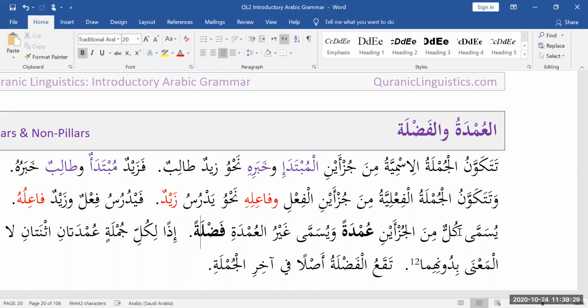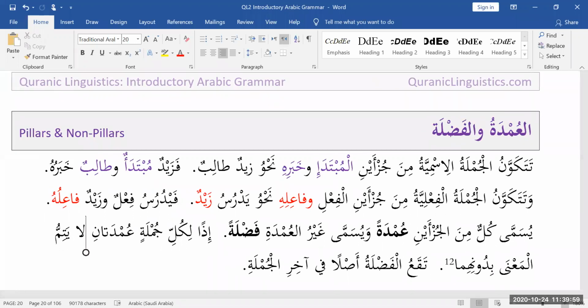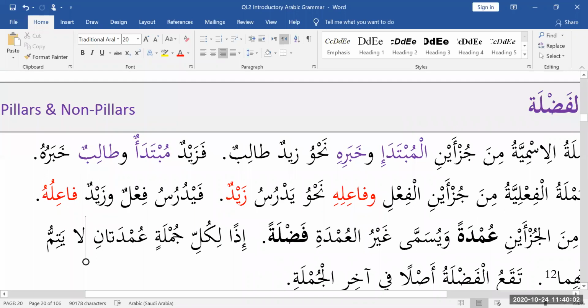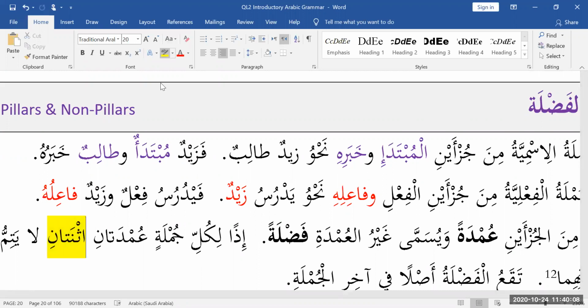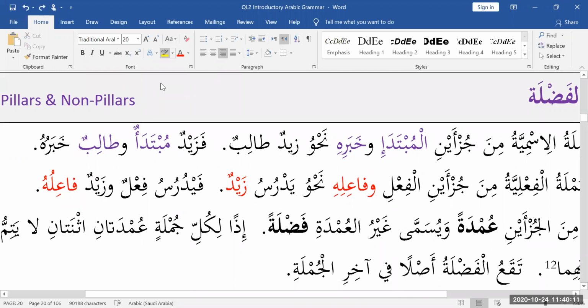So every sentence must have two umda, umdatain, two pillars. As a minimum, that is the bare bones minimum. Idhan, therefore, likulli jumlatin عمدتان. Therefore, for every sentence, there are two pillars. إثنتان. This is توكيد. This is emphasizing that there are two pillars. I don't have to say إثنتان. I can delete the word إثنتان, and the sentence is still correct and the meaning is still communicated. But when I add the word إثنتان, what am I doing? I am emphasizing it. I'm saying two. Right? This is the type of توكيد we learn in Easy Intro to Arabic.